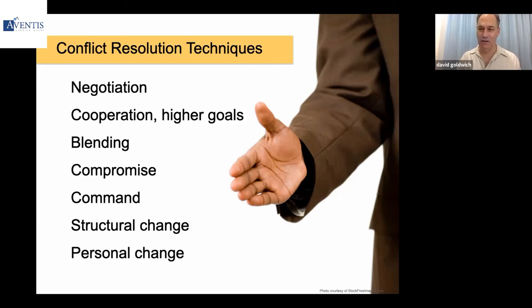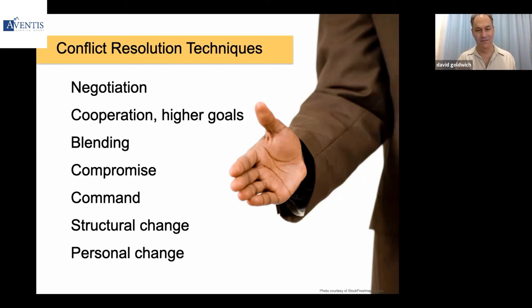Would the teacher change your seat, right? They step over to you. Yeah, that's structural change, isn't it? You're saying, all right, how can we move things around, move the pieces around to avoid or resolve or manage this conflict? Because it's easier than changing the other person or changing yourself.